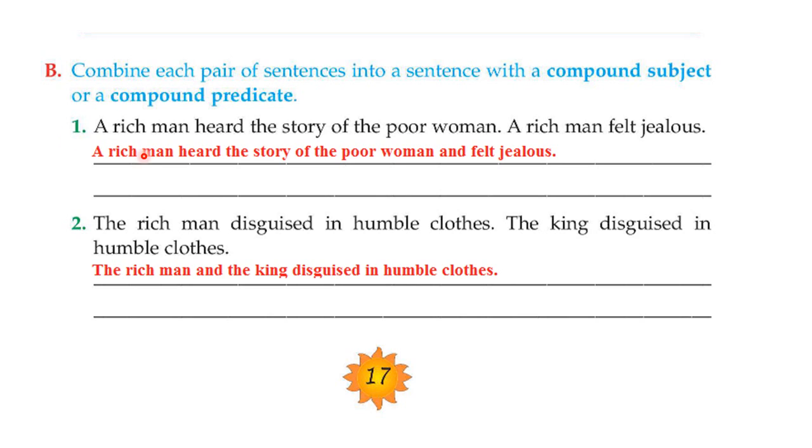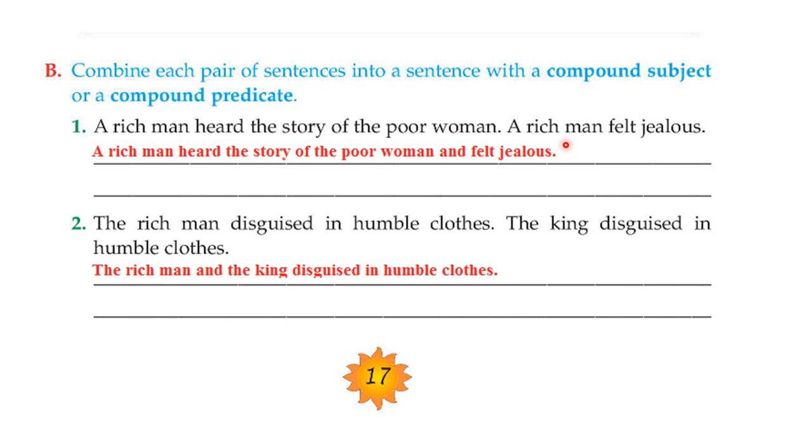A rich man heard the story of the poor woman. A rich man felt jealous. We observe in these two sentences that we have the same subject, which is a rich man. In the first sentence, the verb is heard. Who heard the story of the poor woman? The rich man. In the second one, who felt jealous? The rich man. So in these two sentences, we have the same subject.